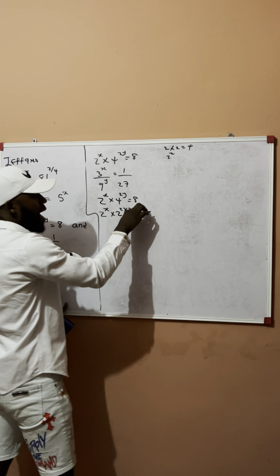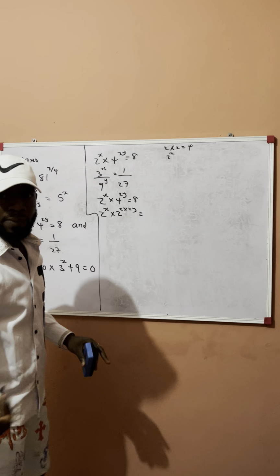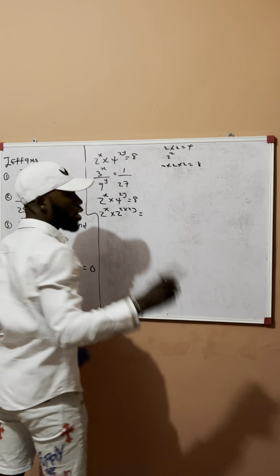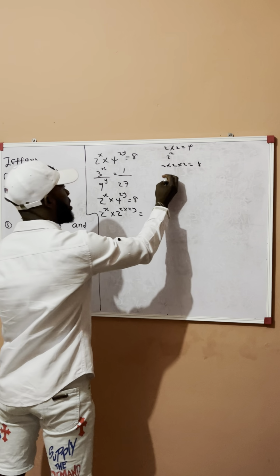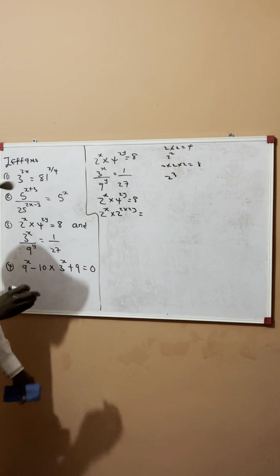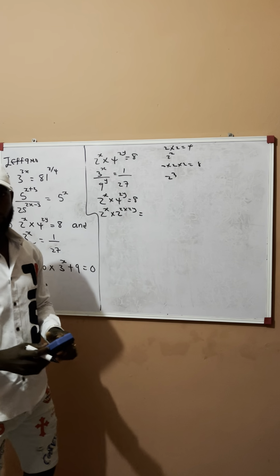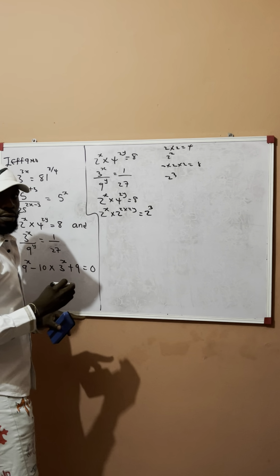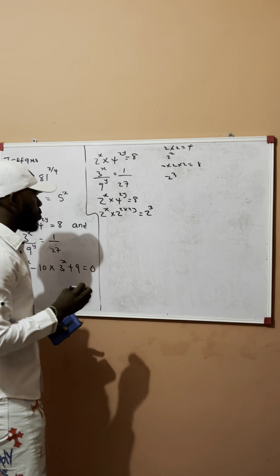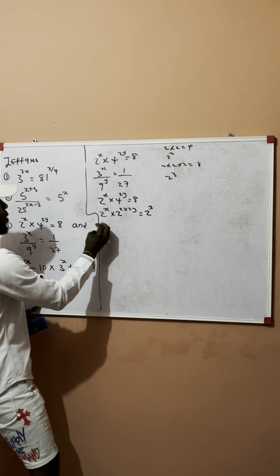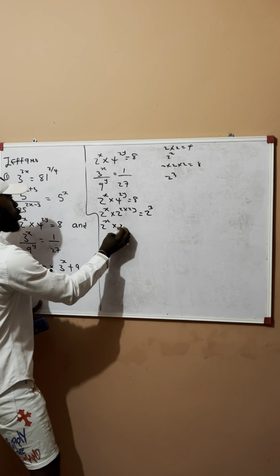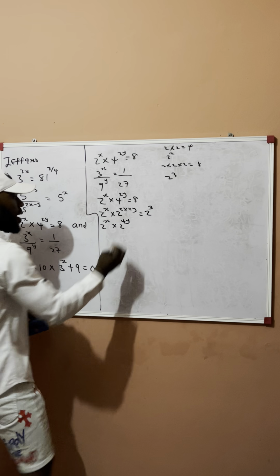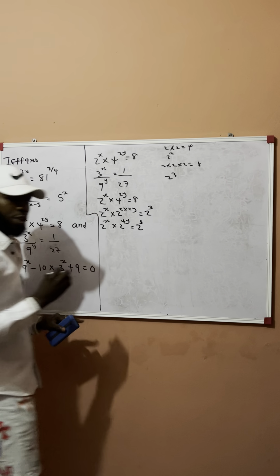Equal to, now what do I have here? 8. How many times are we multiplying 2 to get 8? 2 times 2 is 4, 4 times 2 is 8. So we multiply 3 times. So what does that mean? 2 raised to the power 3. So anywhere I see 8, I put 2 raised to the power 3. Now without wasting time, class, watch me now. 2 raised to the power x times 2 raised to the power 2 times 2y will give us 4y, equal to 2 raised to the power 3.